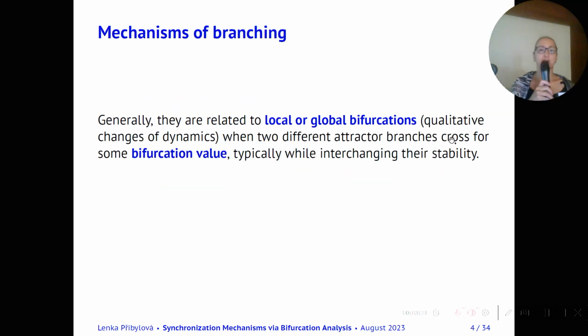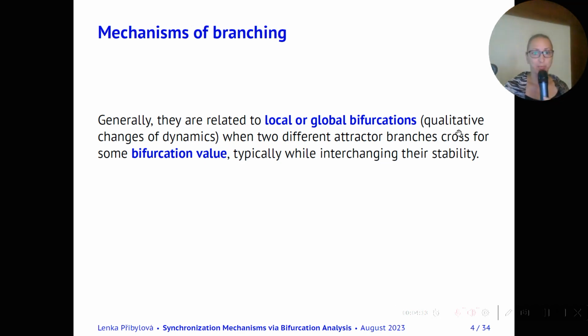To start with mechanisms of branching, you probably can imagine that is related to some local or global bifurcations, that is qualitative changes of dynamics, and it is in fact case when there is some attractor in the system, and the attractor depends on the parameter, and you can draw some branch of this attractor with respect to the parameter. And there is also another branch. These branches may cross at some bifurcation value, and typically at that moment the branches change their stabilities. So this is the change and branching to another one.